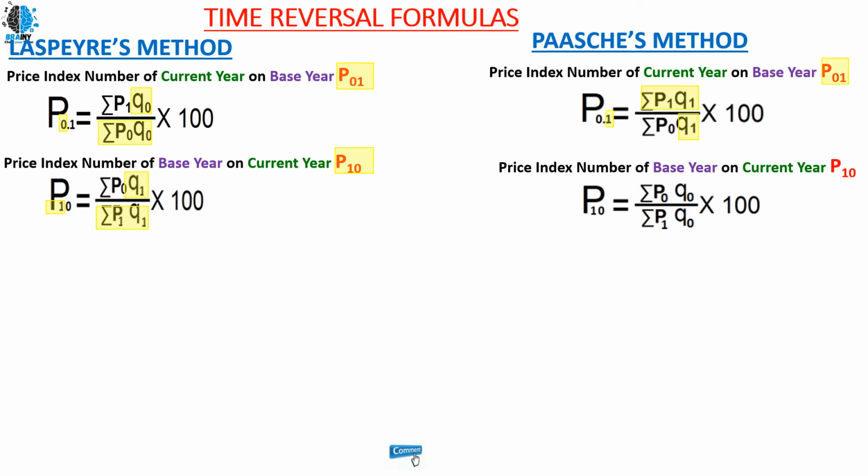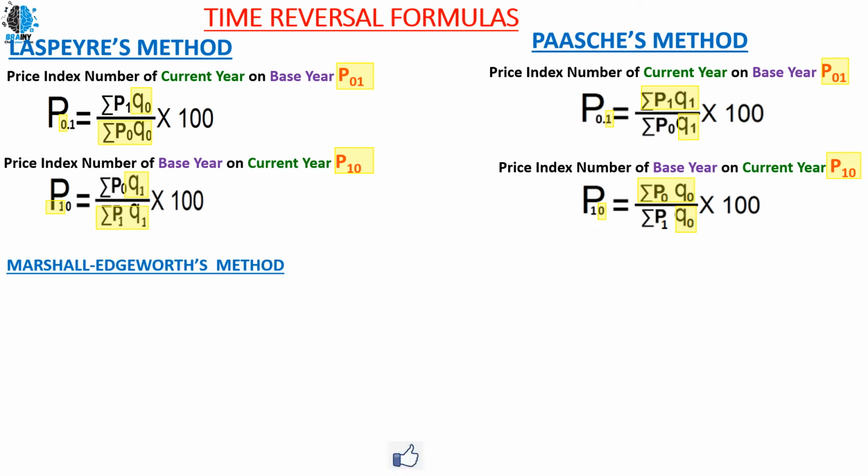Now if you notice here, the author has given the weight to the current year, so Q1 is the weight given, and you have P1 Q1 in the numerator and P0 Q1 in the denominator. In the time reversal, we have 0 in place of 1, so summation P0 Q0 divided by summation P1 Q0 we have. So this is all about our Paasche time reversal formulas.